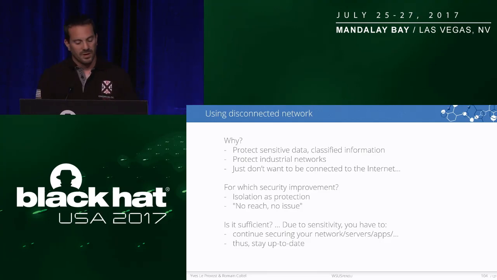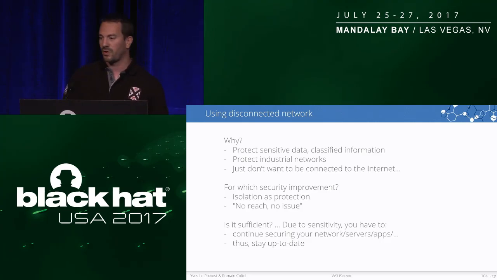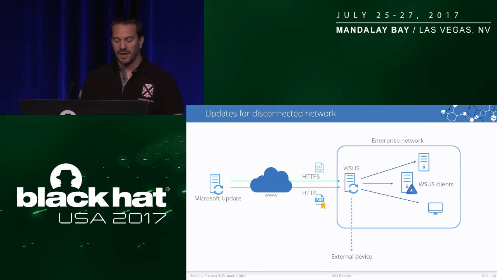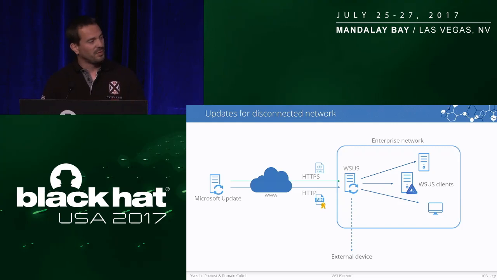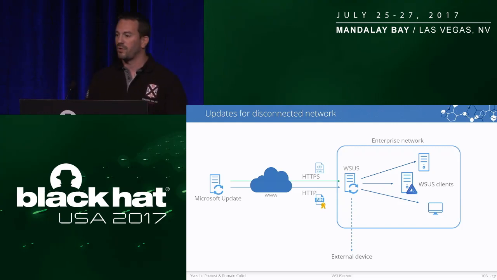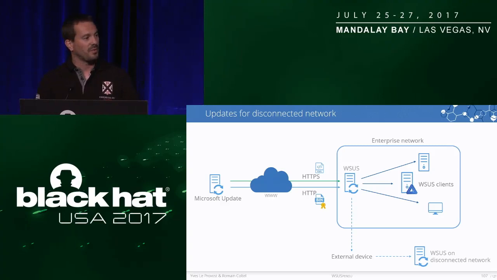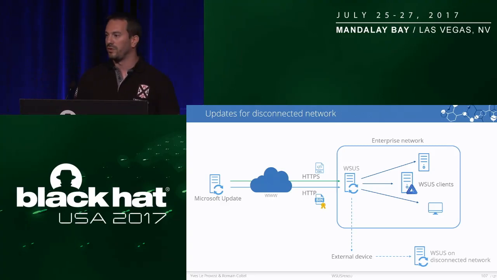path. But if it's a good security practice to isolate a network, we need to keep in mind that servers within this network need to be kept up to date. This situation is planned in the WSUS process. Indeed, it's possible to extract metadata and updates from a WSUS server connected to the internet, copy this information to an external device, and import them into the WSUS servers located in the disconnected network.